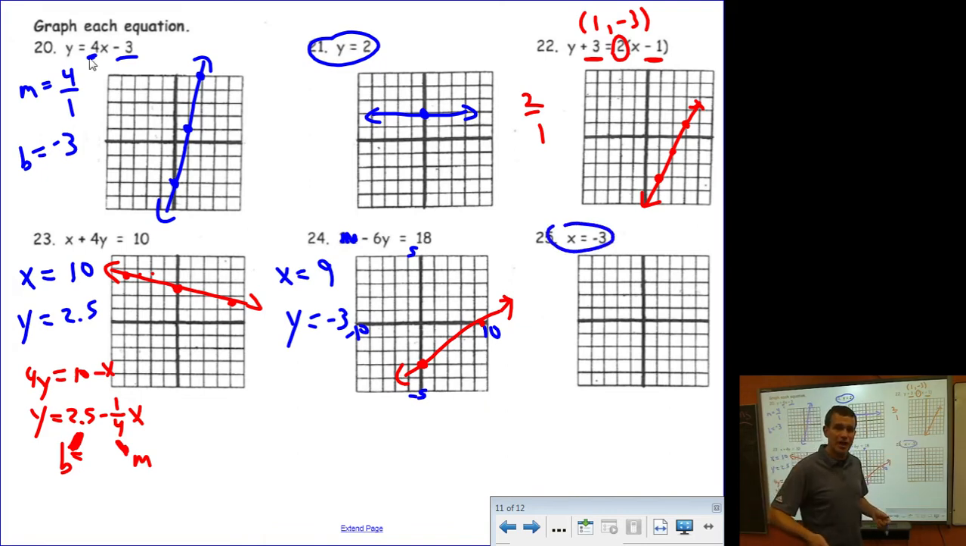In number 25, I've just got x equals -3. That's a vertical line. I go to x equals -3, and I draw a vertical line.